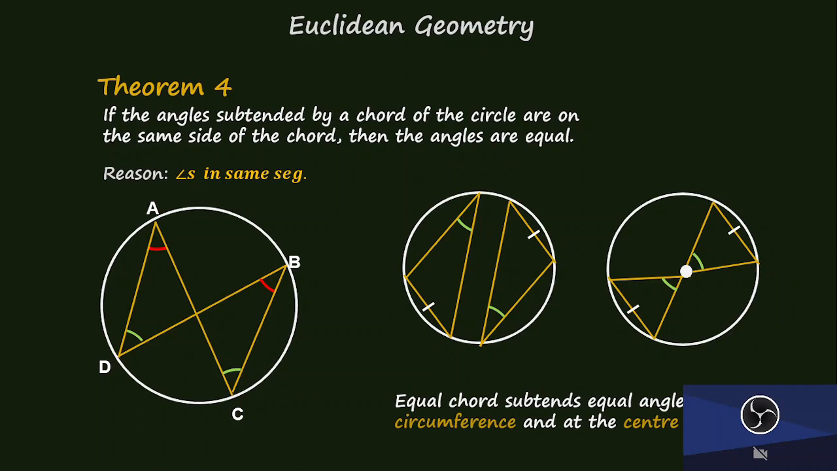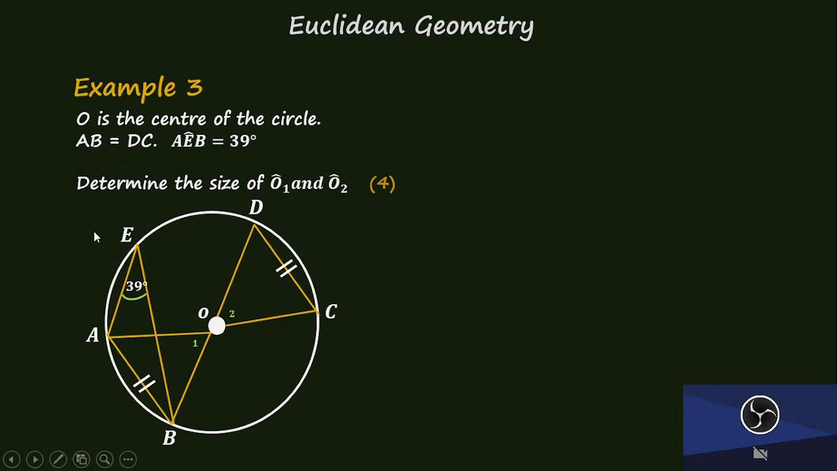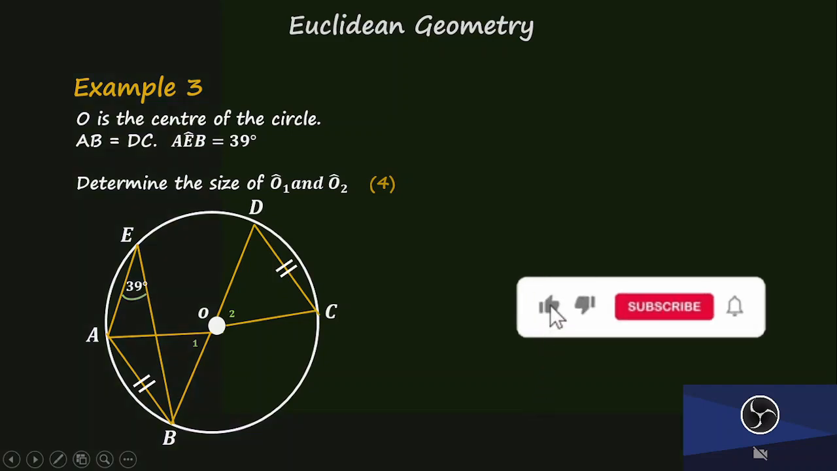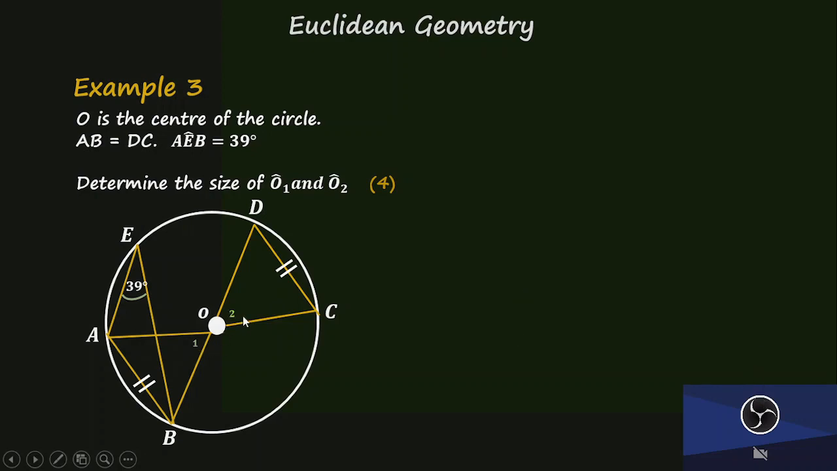Let's have an example. We are given that O is the center of the circle. We are also told that the chord AB is equal to the chord DC. And then we are given the angle AEB equals 39 degrees. The question is to determine the sizes of O1 and O2. Look at the arc AB. The arc AB subtends the angle O1 at the center, and it subtends the angle E at the circumference, right?